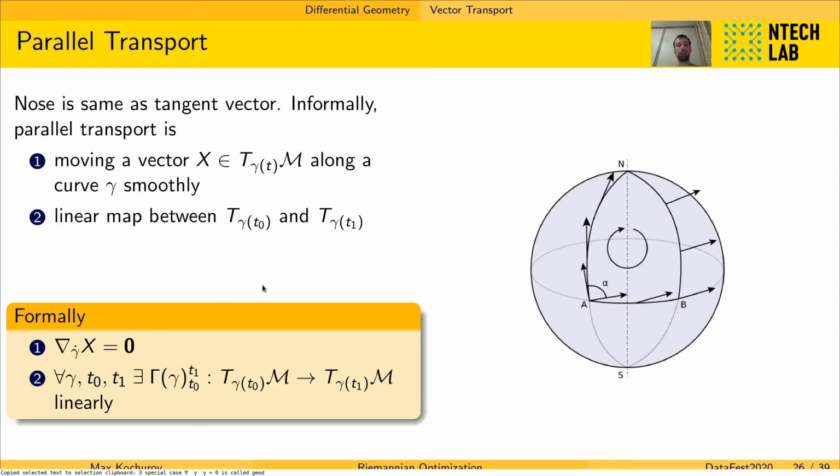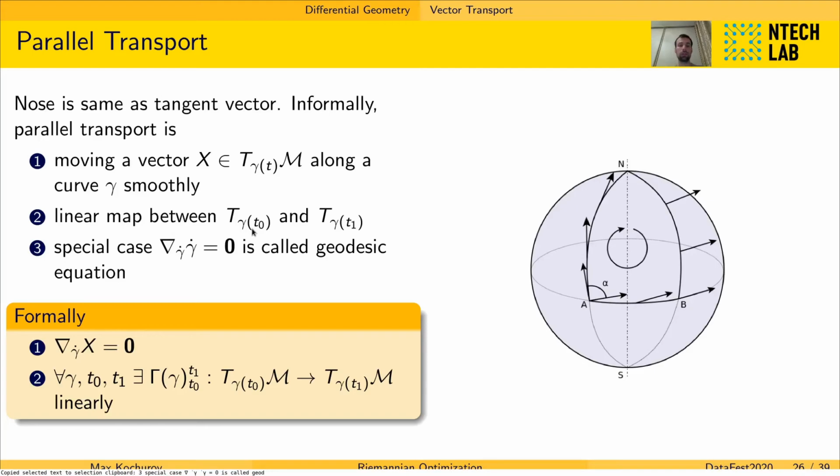If we consider 2 points, gamma t0 and gamma t1, and want to find the connection between vectors at the first point and parallel transported to the next point, we need to find the map between two tangent spaces. And this map appears to be linear, whichever path you choose. The linearity of this map is useful in calculations.